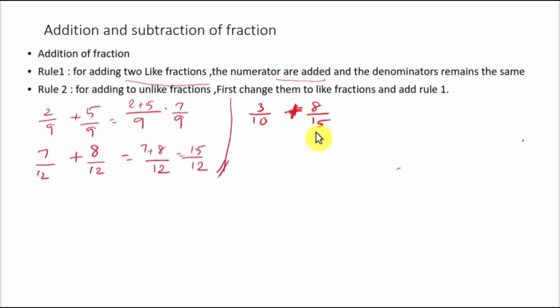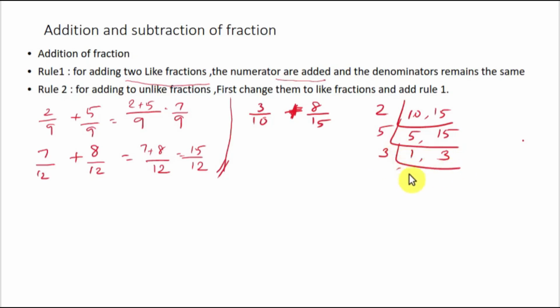This is unlike fraction. First, we have to convert the unlike fraction to like fraction. So, we have to find the LCM for 10, 15. 2 table, 5 2s are 10, 15 I am keeping as such. I am taking 5 table, 1, 3. So, 3 table, 1, 1. So, LCM equal to 2 into 5 into 3. So, 30 is the LCM.